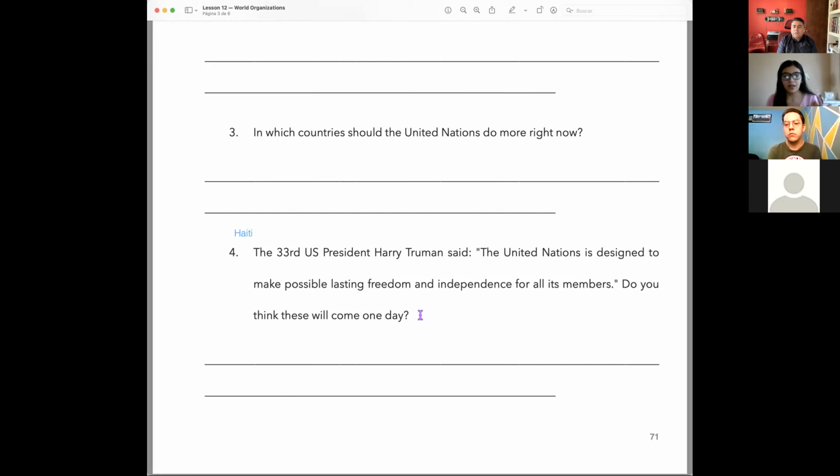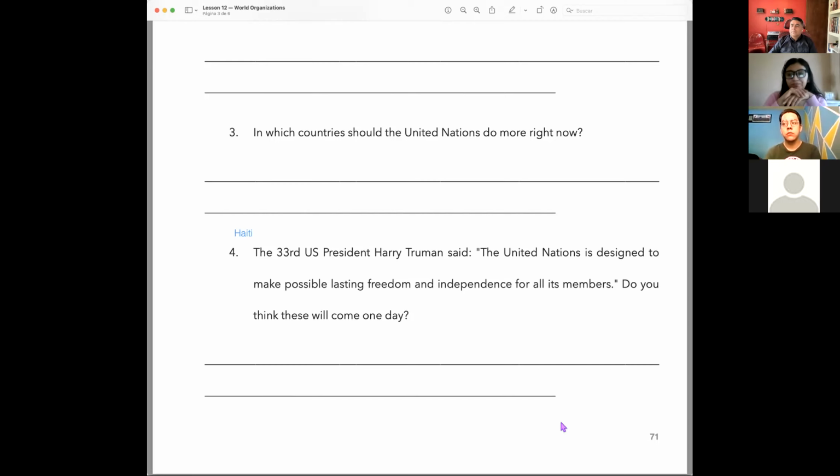But also, I think it's doing things, right? It's not doing too much, but it's doing things. But I also think if the United Nations didn't do that, who would do it? Nothing. And even if it's not much, it's something. That's the first thought I have.